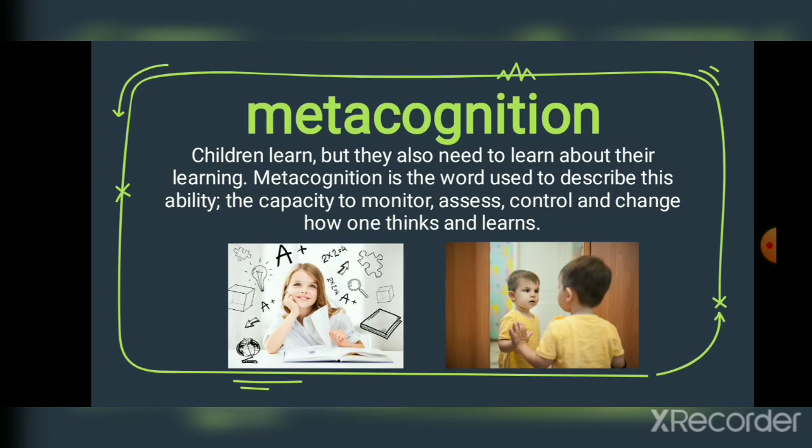Metacognition. Children learn but they also need to learn about their learning. Metacognition is the word used to describe this ability, the capacity to monitor, assess, control, and change how one thinks and learns. It accounts for how young children learn language with such ease and speed, how they form concepts and detect categories from their experience, and how they seem so ready and able to understand causal relationship between events. They start to apply the patterns identified and learned in the first context to make sense of a new experience or new information related to a separate context.